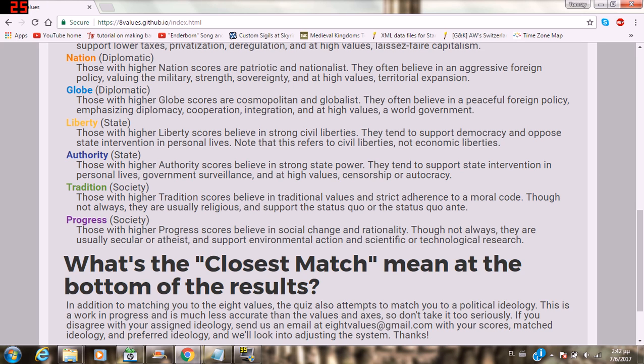Tradition, society. Those with higher tradition scores believe in traditional values and strict adherence to a moral code. Though not always, they're usually religious, support the status quo or the status quo ante. Progress. Those with higher progress scores believe in social change and rationality, though not always, they're usually secular or atheist and support environmental action in scientific or technological research.